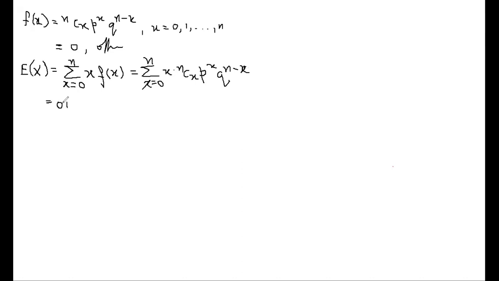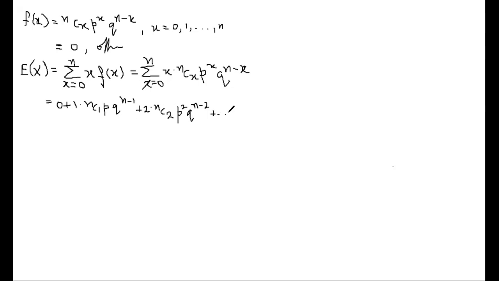Now if I put x equals 1, the second term will be 1 into nC1 p to the power of 1 q to the power of n minus 1. Then plus, if I put x equals 2, then 2 into nC2 p to the power of 2, that is p square, q to the power of n minus 2.